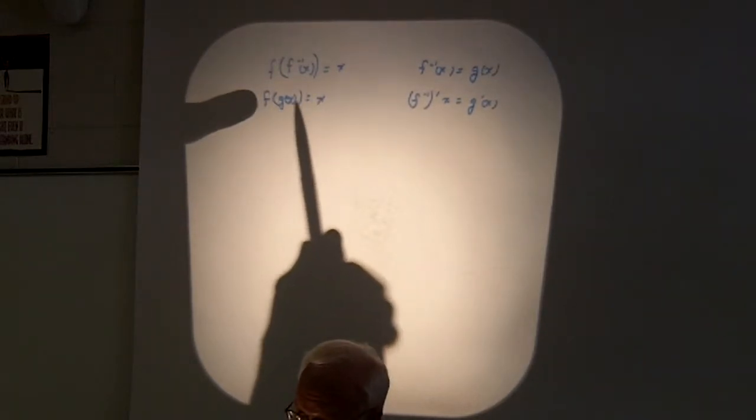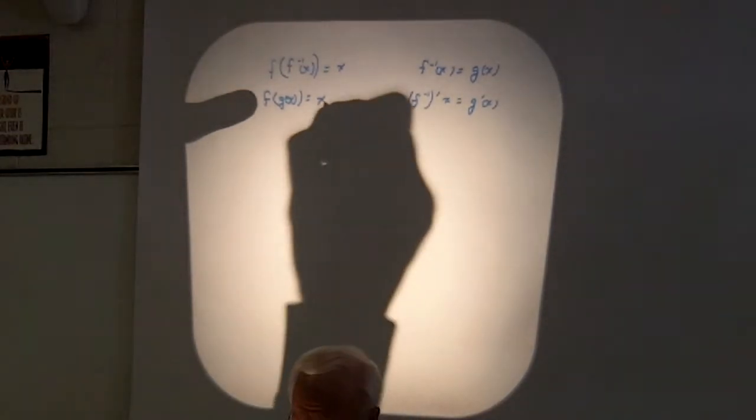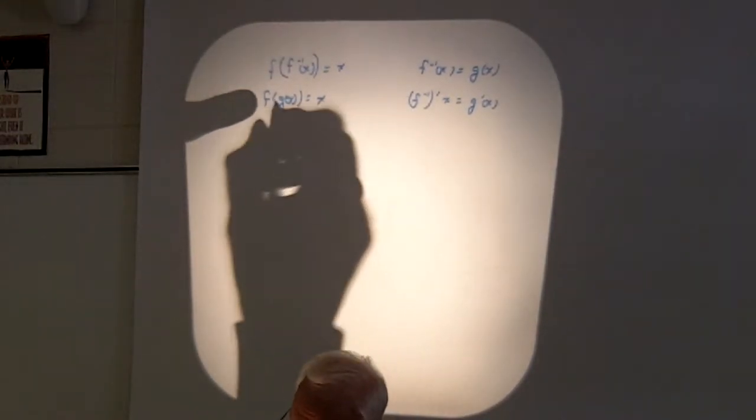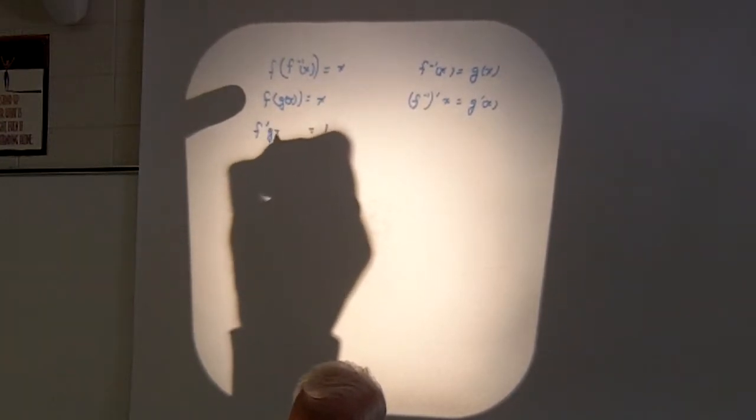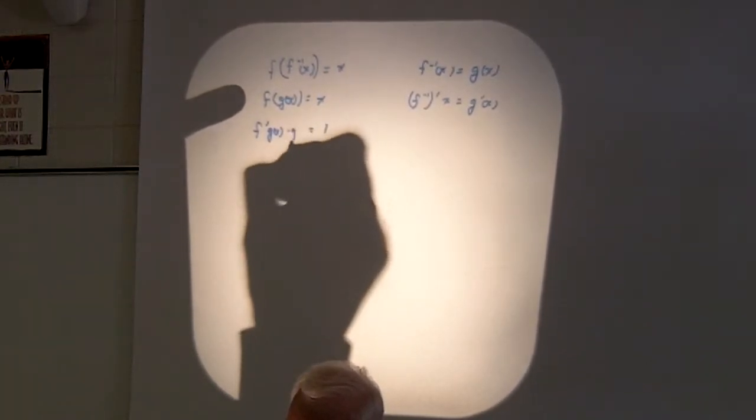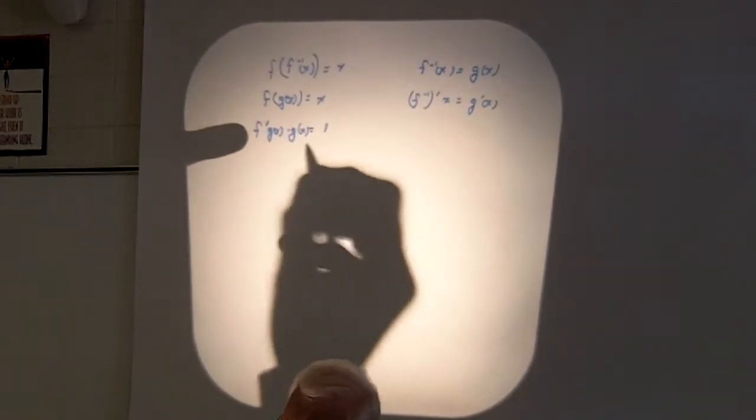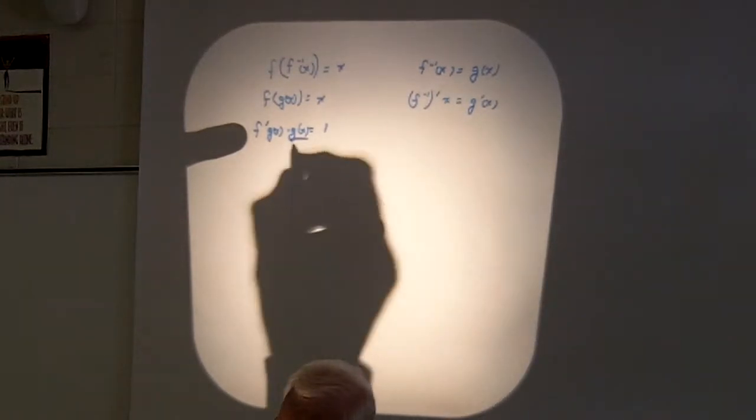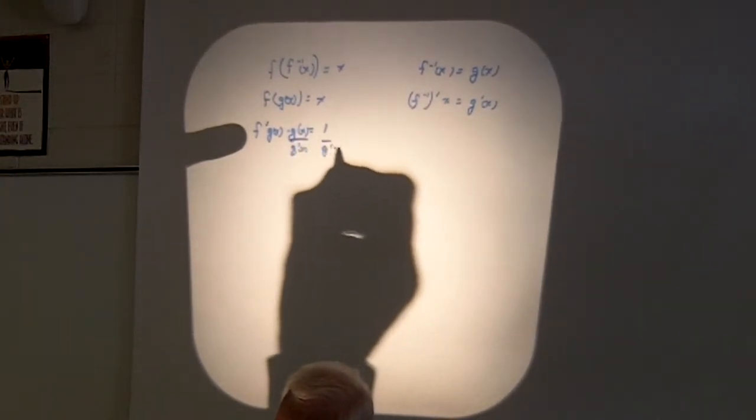Now I'm going to try to find the derivative of both sides. Chain rule. What's the derivative of this? 1. What's the derivative of this? F prime g at x times g prime of x. Right? Okay, now, I'm going to divide both sides by this g prime of x, like this, and g prime of x like that.